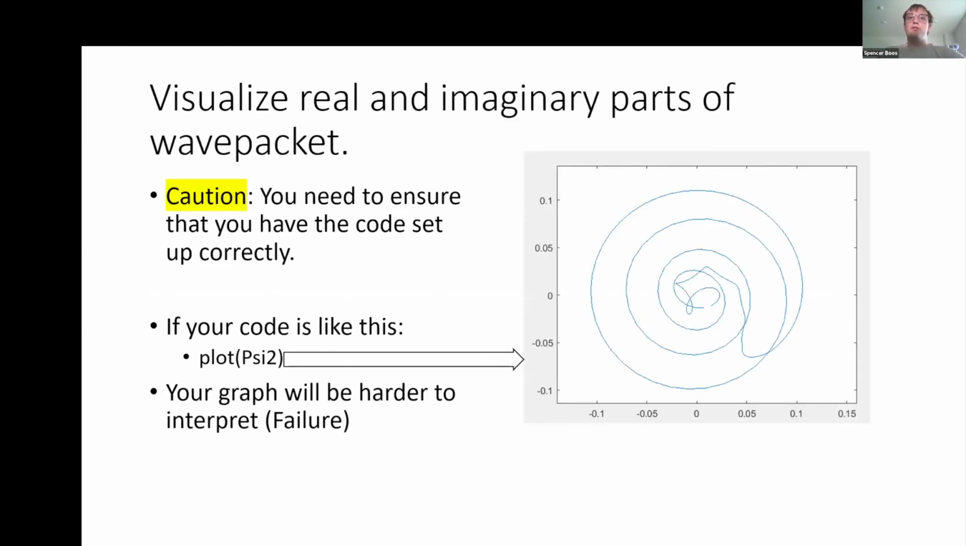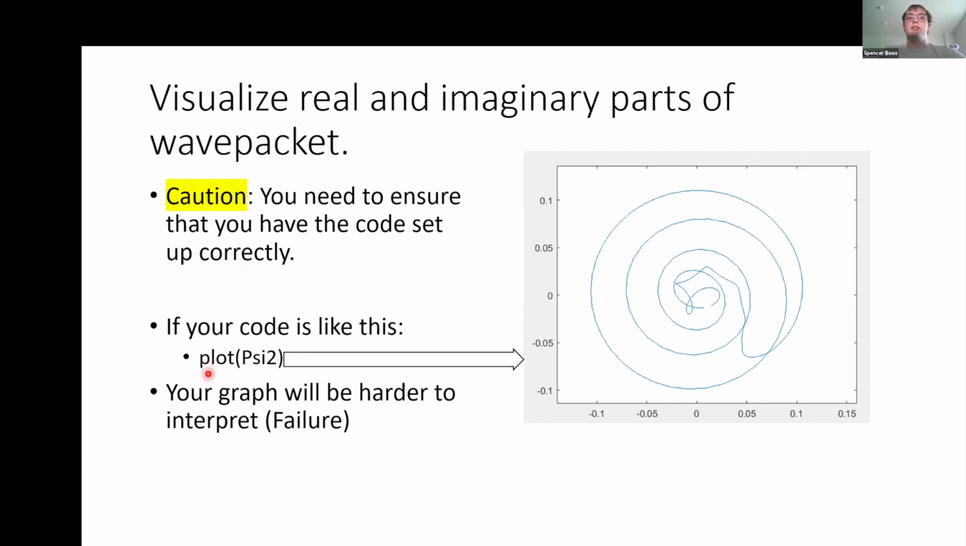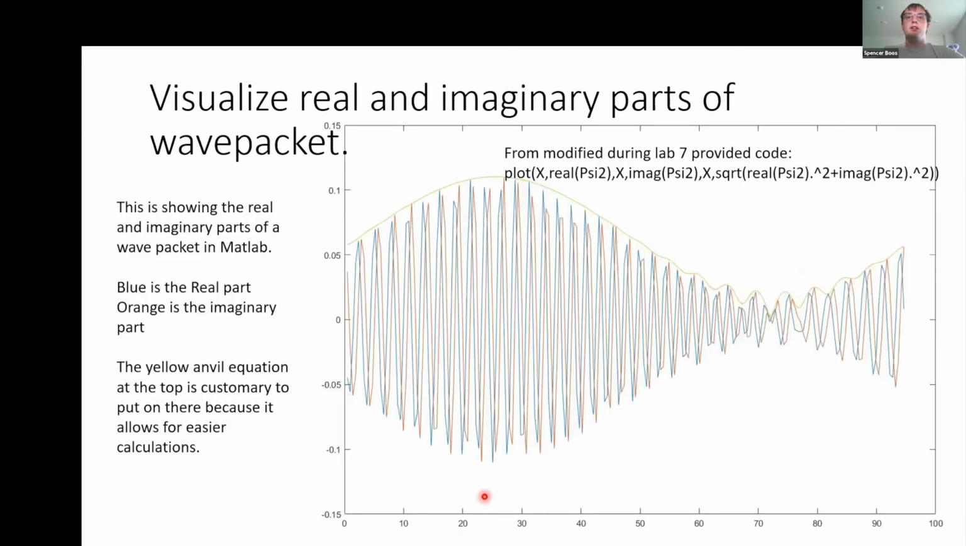Our first thing right here is a cautionary note, and it's just that you need to ensure that you have the code set up correctly. If you have your function here, given from the given code, and you have plot psi2, this is what you're going to end up getting, and that is not what we're looking for, because that's really hard to interpret. That was one of my personal failures when I was looking at it.